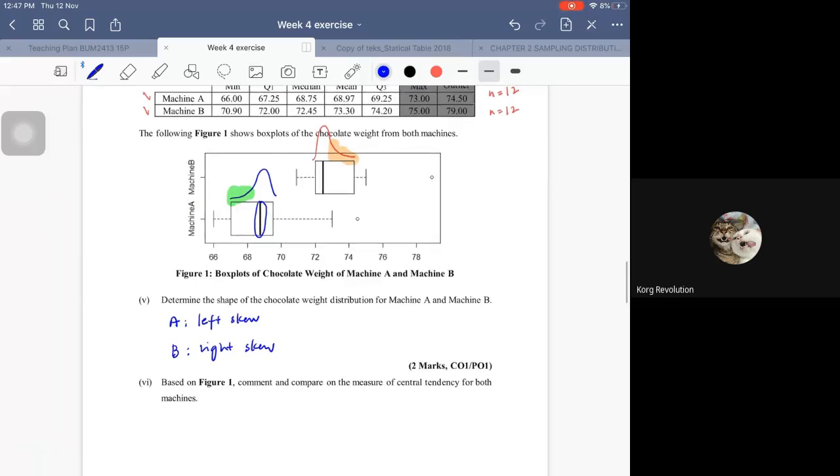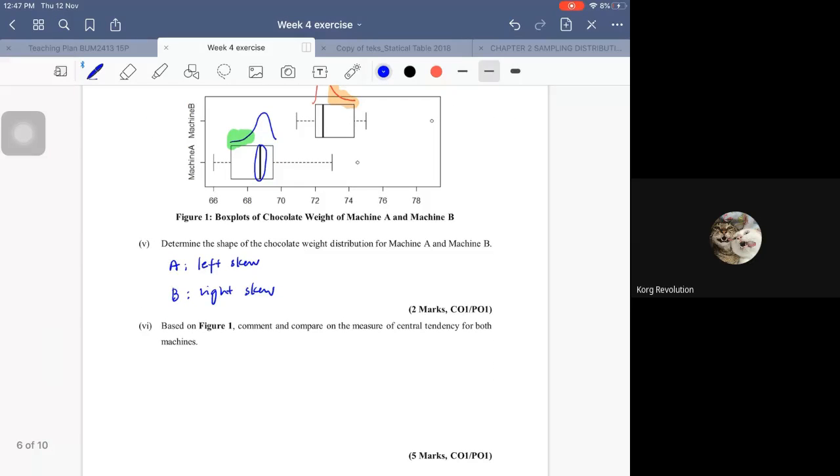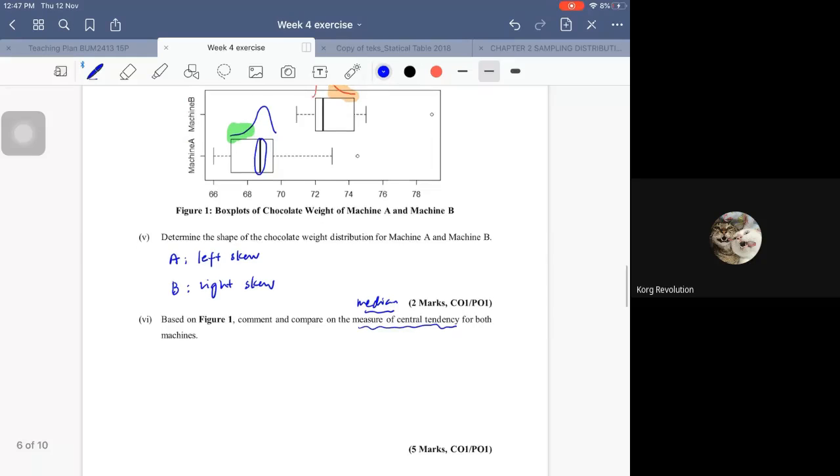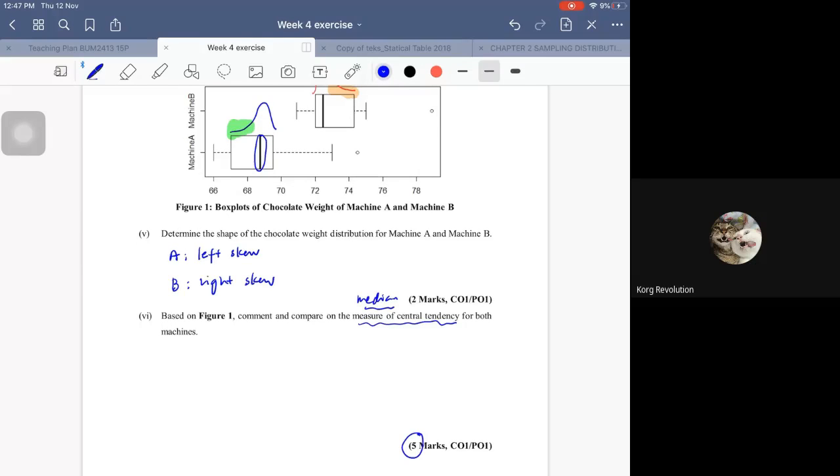And then next it says, based on figure 1, comment and compare on the measure of central tendency for both machines. Remember, both data over here are skewed. So when you want to measure central tendency for skewed data, what value should you use? You should use the median. And this is going to be a very big percentage, that's 5 marks for just comparing the measure of central tendency. So how do you tackle this question? What should you actually tell based on this?